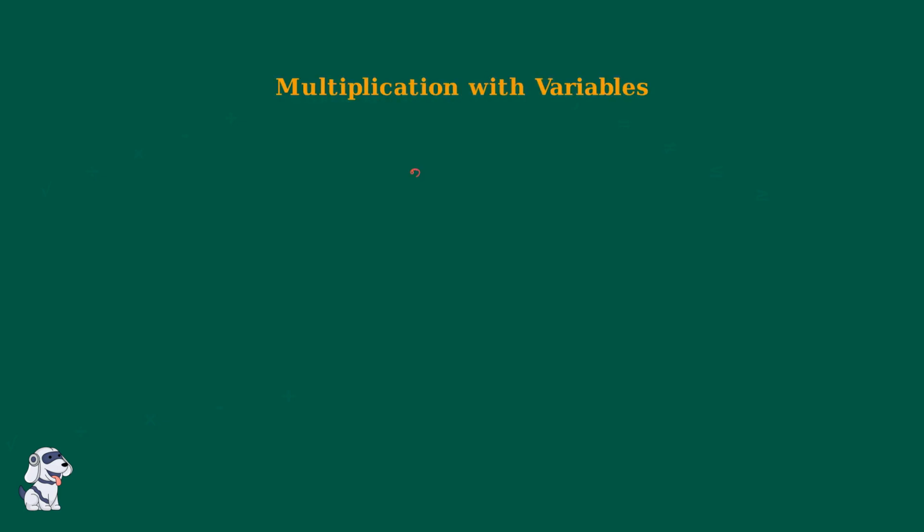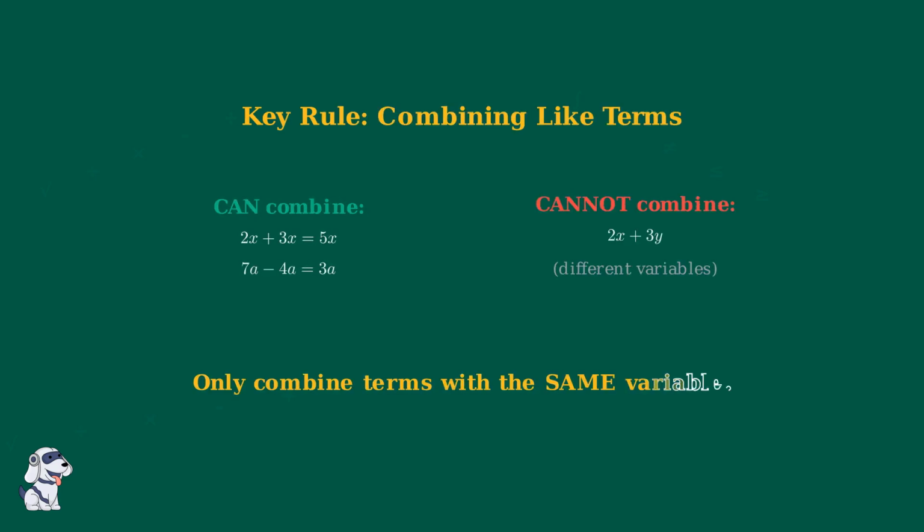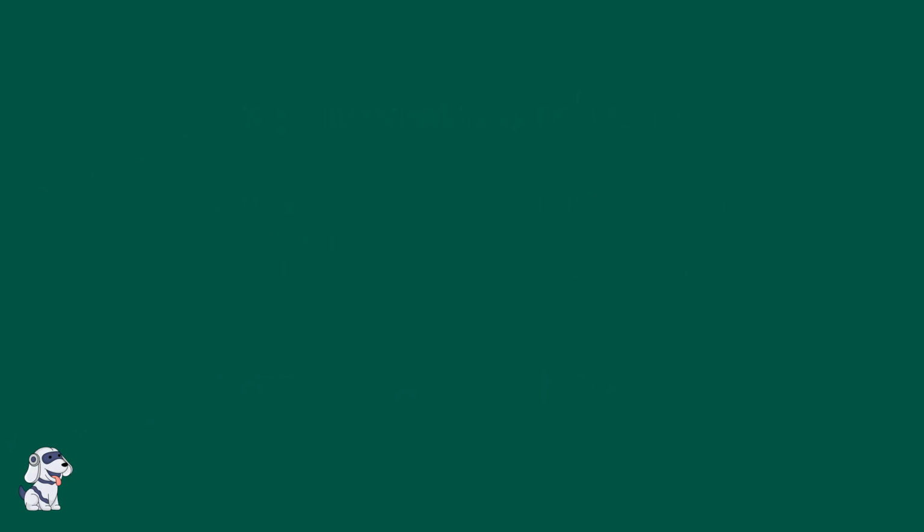For multiplication, we multiply the number by the coefficient of the variable. 3 times 4a equals 12a. Division follows the same pattern. 8b divided by 2 equals 4b. We divide the coefficient and keep the variable. The key rule to remember is that you can only combine like terms, terms that have exactly the same variable part. 2x and 3x can combine, but 2x and 3y cannot.